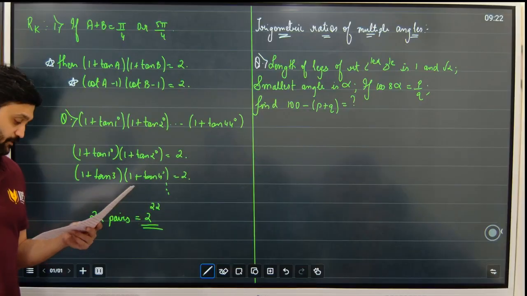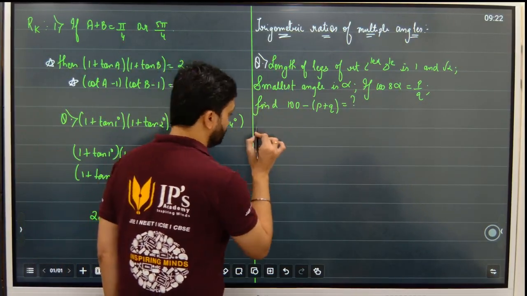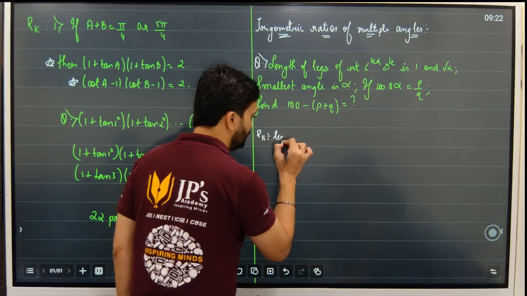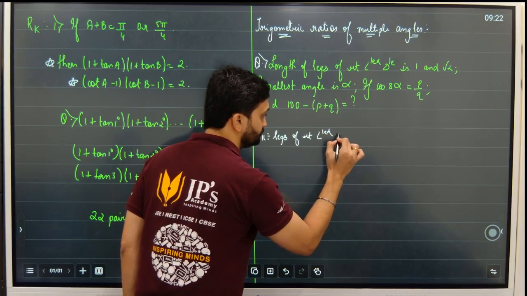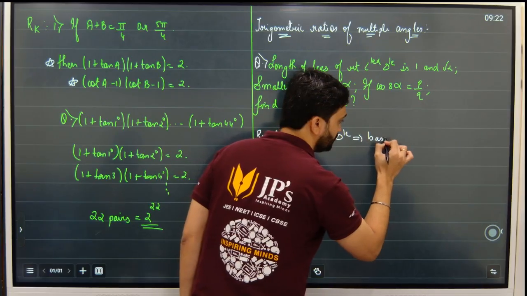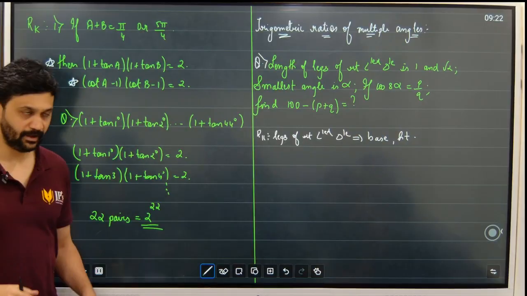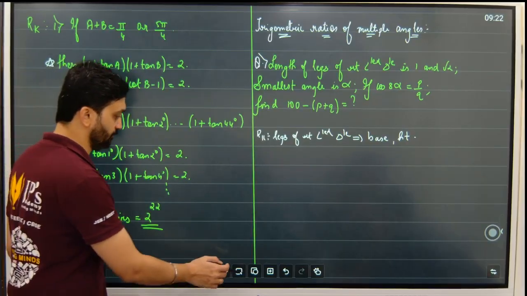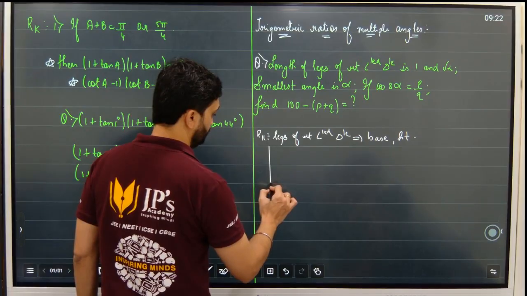Length of the legs of a right angle triangle. Now see what length of the legs means. Remember this remark: legs of a right angle triangle, one is the base and the other is the height. So for a right angle triangle, legs means my base and height. So let's draw a right angle triangle. Now once I draw a right angle triangle, say for example this is a right angle triangle.